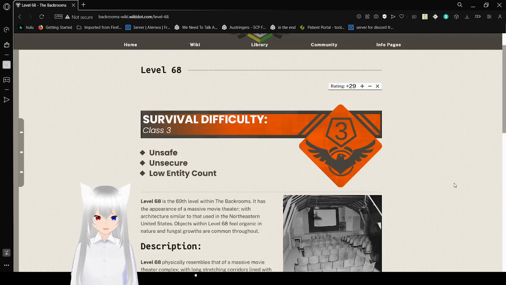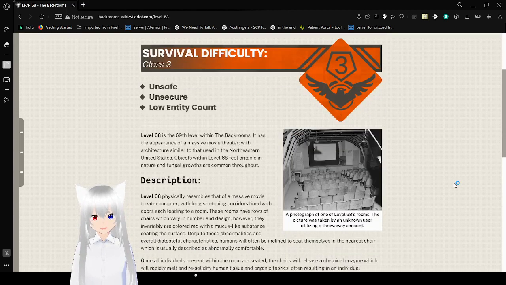Survival difficulty, class 3. Oh, this level is called Theater the Eater, so I thought it was kind of funny. Right, survival difficulty, class 3, unsafe, unsecure, low entity count. Level 68 is the 69th level within the Backrooms. Nice. It has the appearance of a massive movie theater with architecture similar to that used in the northeastern United States. Objects within level 68 feel organic in nature, and fungal growths are common throughout.